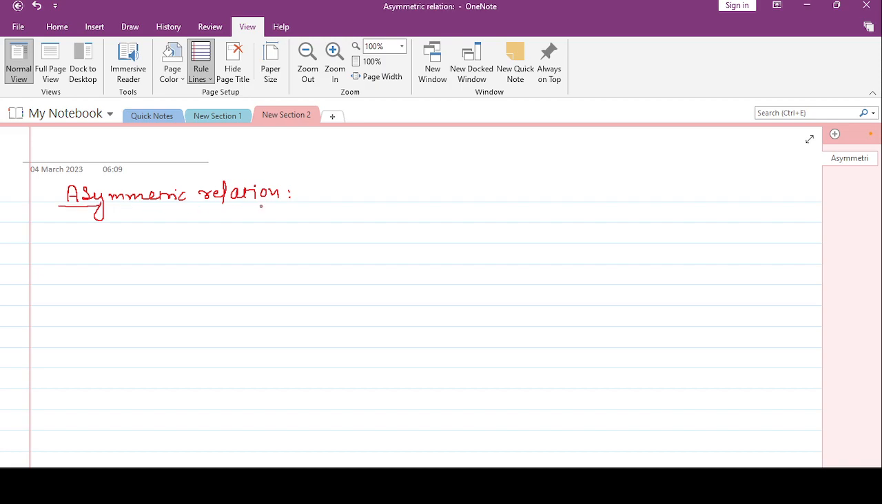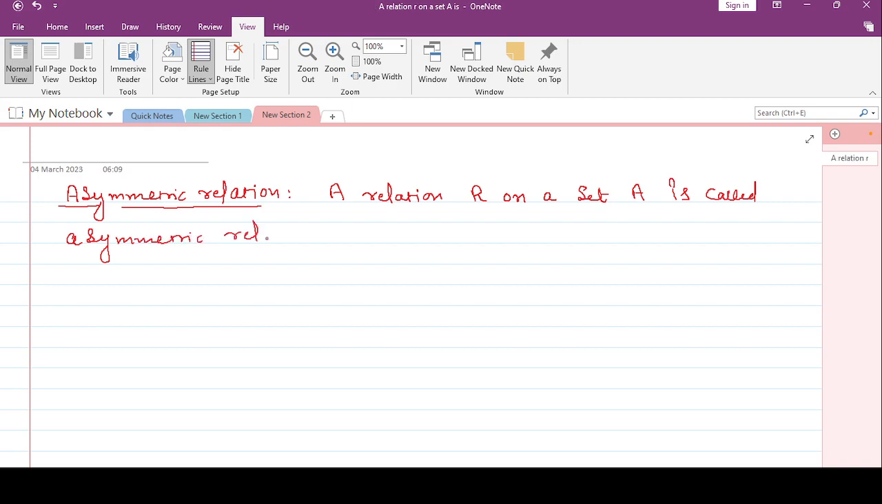So what is an asymmetric relation? A relation R on a set A is called an asymmetric relation if (a, b) is a member of the relation, then (b, a) should not be a member of the relation. If (a, b) is a member of the relation, then (b, a) should not be a member of the relation.